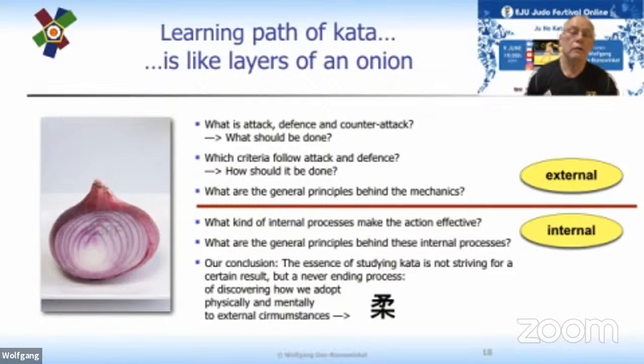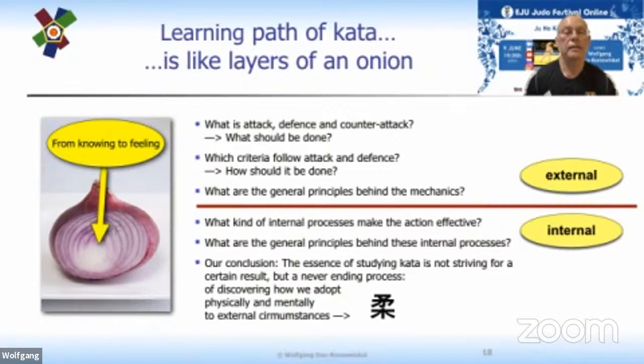So our conclusion with my partner is that the essence of studying kata is really not striving for a certain result, not for a medal, not for a title. Okay, maybe I'm not a very good example if I say we are not striving for medals or results, but this cannot be the final goal. The final goal is a never-ending process of discovering how we adapt physically and mentally to external circumstances. And this is the true meaning of Ju. So in the end of a process, we can say it's from knowing to feeling. In the beginning, you maybe know what the principles should be.